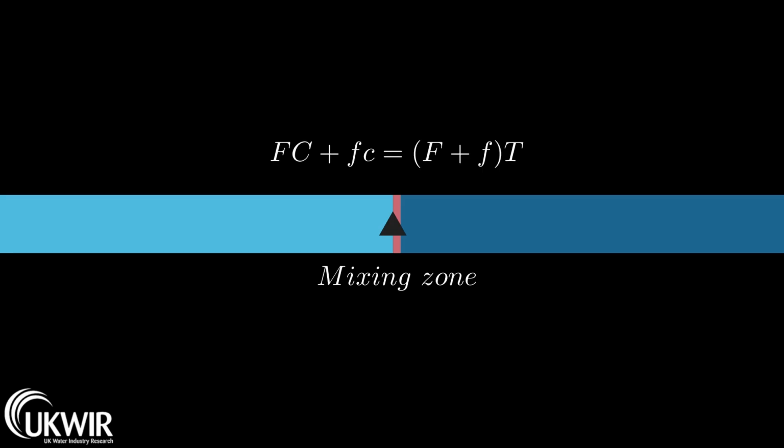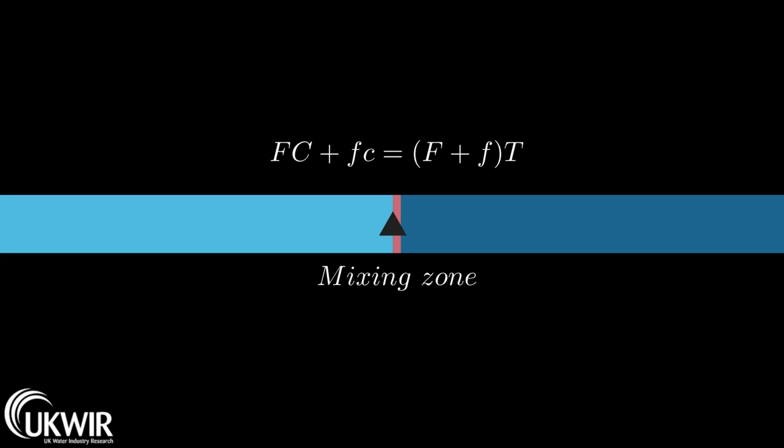Let's take a look at each element of the equation. The upstream is represented by the first item, which is capital F times capital C, river flow times river concentration for a particular determinant. The discharge is represented in a very similar manner by the second item of the equation: discharge flow times discharge concentration, represented by lowercase letters. And then the downstream equals the rest of the equation: river flow plus discharge flow multiplied by the downstream concentration, represented as a T.